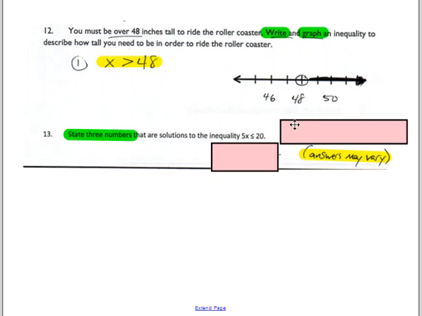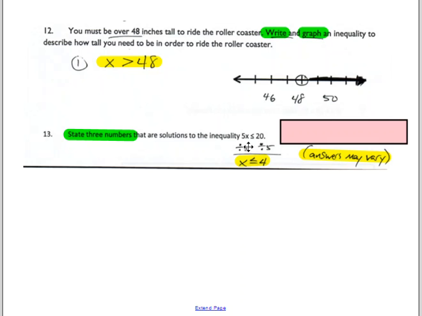In number 13, you want to state three numbers that are solutions to this inequality. That means come up with three numbers that make this true. 5 times a number is less than or equal to 20. Well, if I solve that, if I get the variable by itself, I want to divide both sides by 5. And I end up with this inequality. X needs to be less than or equal to 4.